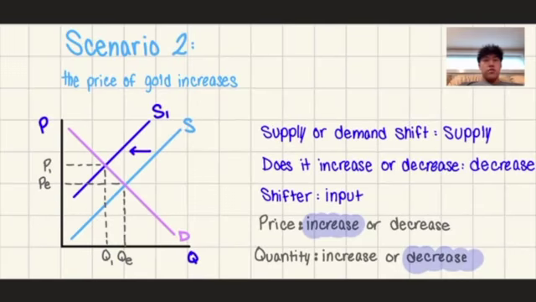So for scenario 2, the shifter is input, due to the price of gold increasing, which would then shift the supply to the left, making it decrease and having overall price increase while having quantity decrease.